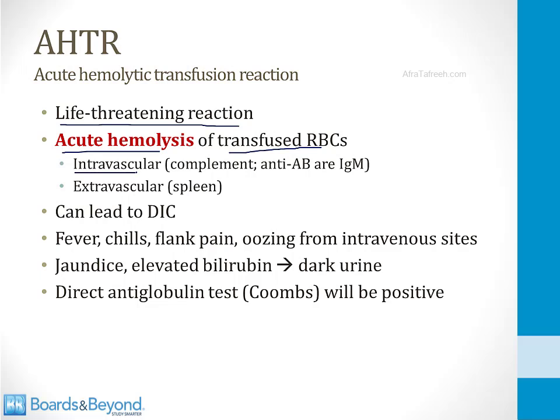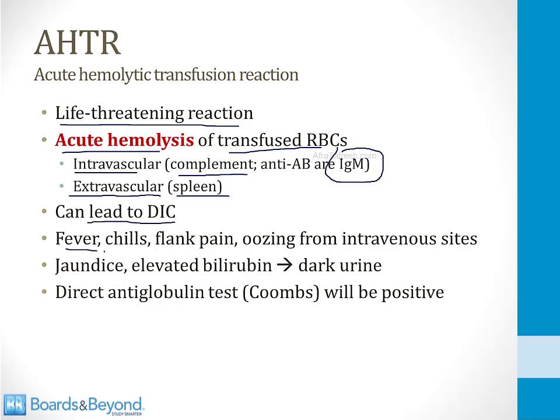It can be intravascular hemolysis if complement is activated. If anti-AB antibodies, which are IgM, attack the donor red blood cells, they are potent complement activators, and this can lead to intravascular hemolysis. In addition, there can be extravascular hemolysis if the spleen clears red blood cells coated with antibodies. It can lead to disseminated intravascular coagulation.